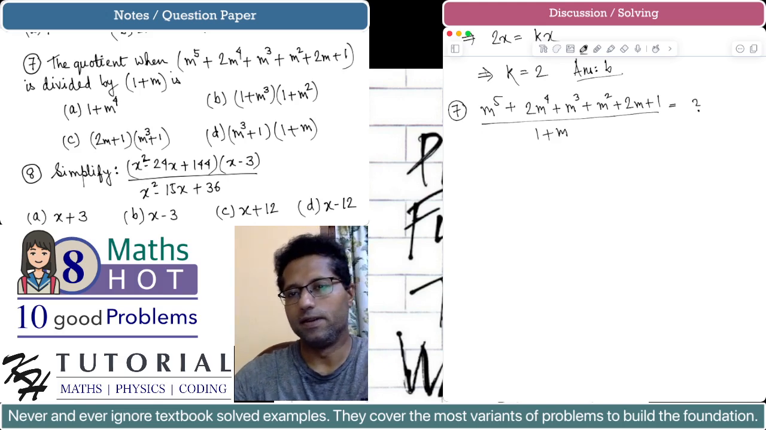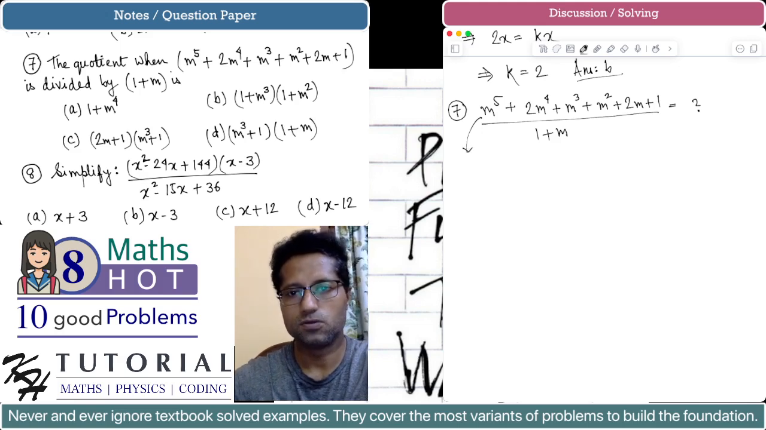Now, when you are asked to find the quotient of two polynomials, it is better that you factorize. If you can, you factorize both the dividend and the divisor, and then you cancel out the common factor to find the quotient. The divisor is 1 plus m, which cannot be further factorized. It is an irreducible factor, but the polynomial of degree 5 we can factorize further. So let's factorize the dividend, that is m to the power 5 plus 2m to the power 4 plus m cubed plus m square plus 2m plus 1.